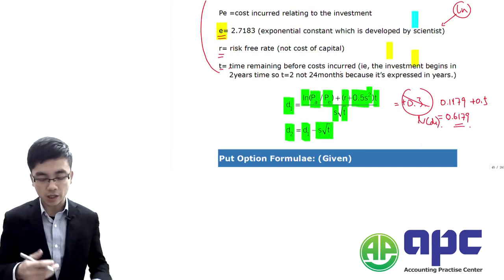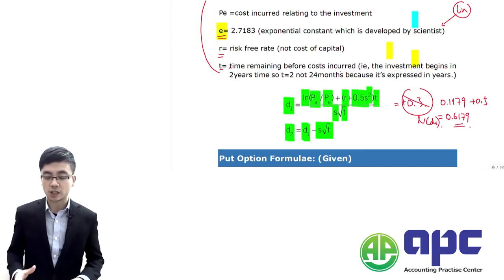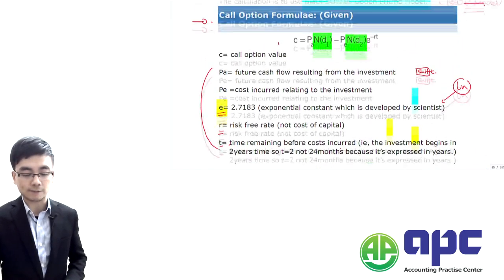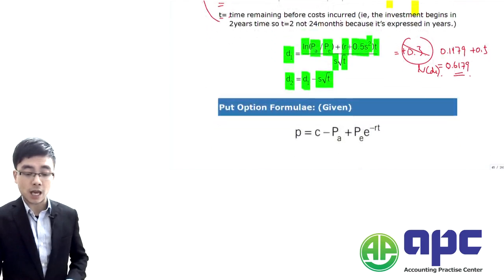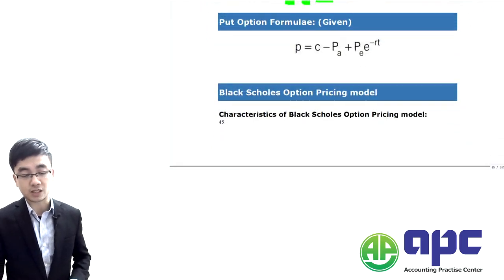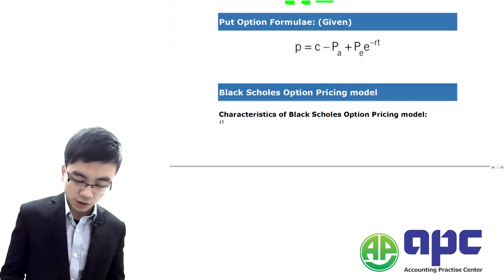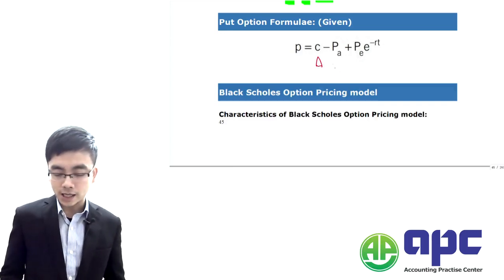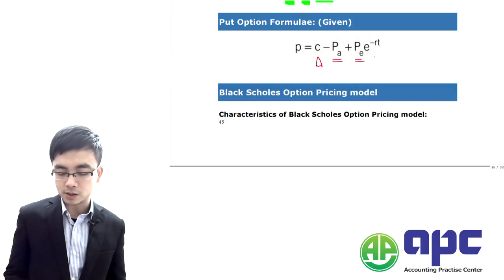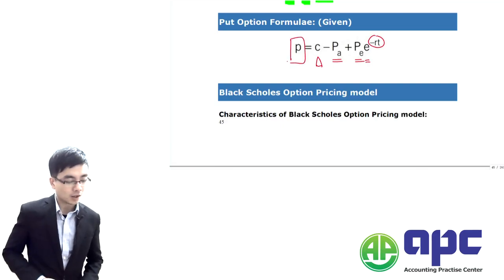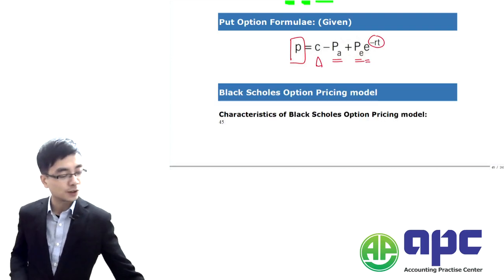So that's how we work out d1 as well as d2 and check it back into your standard normal distribution table. You have to use that. And if it is related to a put option, for example the option to abandon your business, all you need to do is first calculate the call option value and then minus the PA plus the PE times the E to the power of minus R and T. That would give us the put option value. So that's for the formulae.